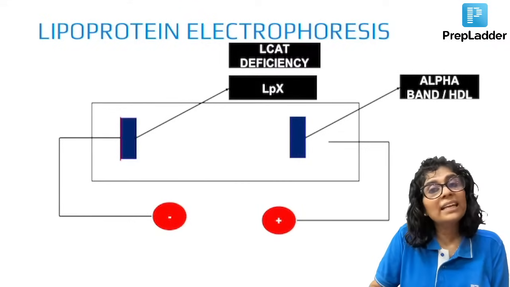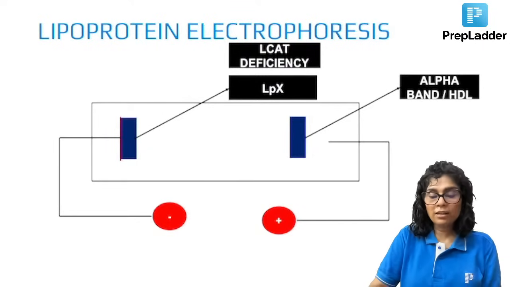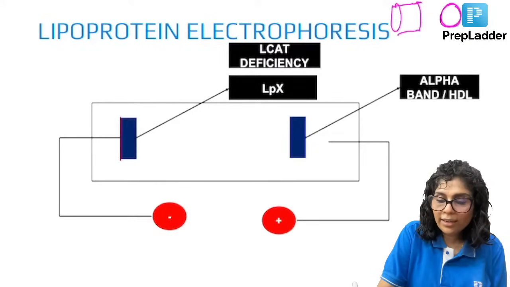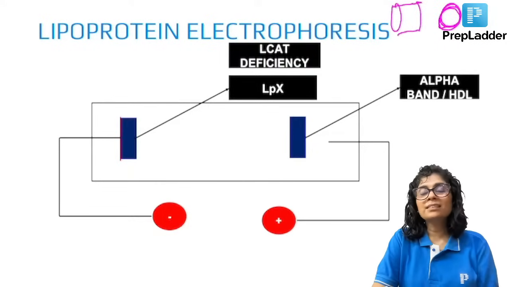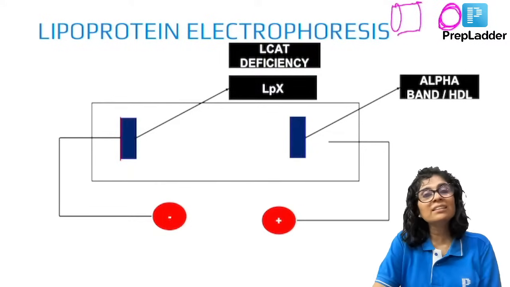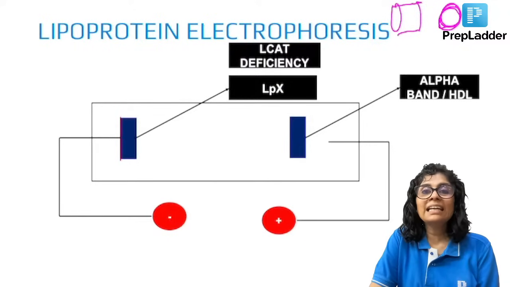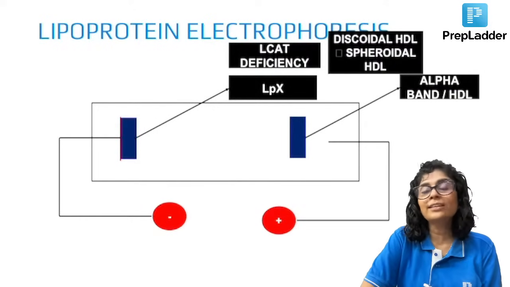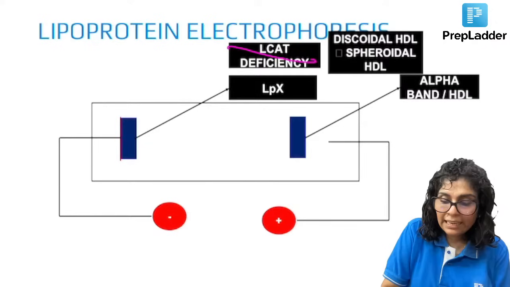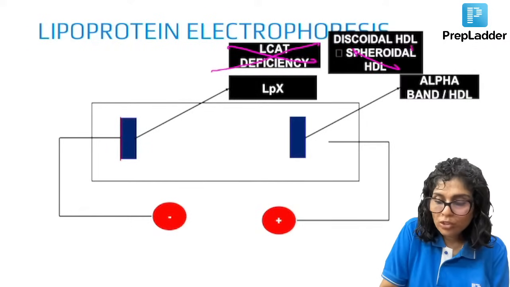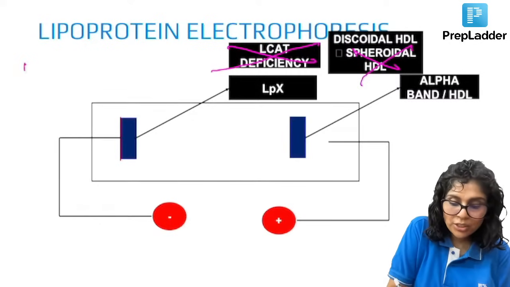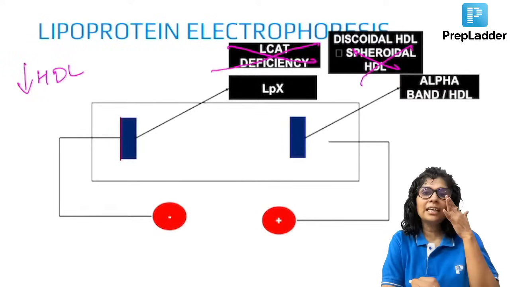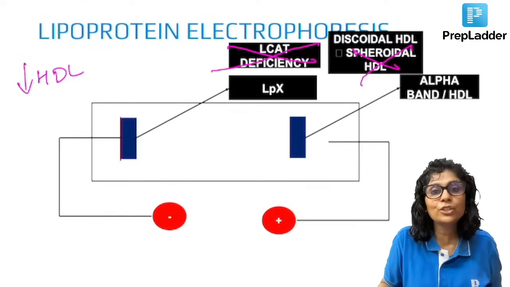What is the function of LCAT? LCAT helps in the conversion of discoidal HDL to spheroidal HDL. Please memorize it. It's a high yield session. I cannot explain this any further. Just remember LCAT helps in the conversion of discoidal HDL to spheroidal HDL. So whenever there is LCAT deficiency, there is no spheroidal HDL, so HDL levels will be low, as given in the history.